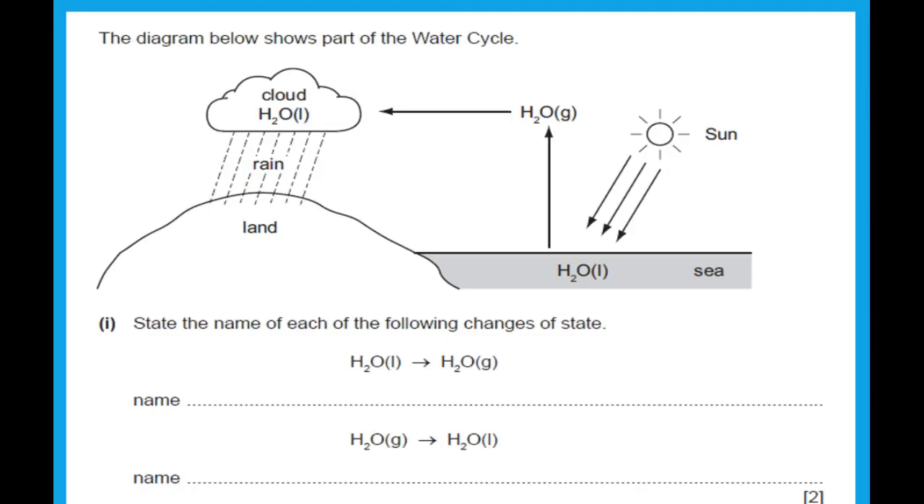Okay. Now this is a question, and he's saying state the name for each of the following changes of state. H2O(L), L means liquid. So in the diagram, the H2O(L) is a liquid in the sea. H2O(g), G represents gas, gas is in the air. And he's using the sun. So this is from liquid to gas. What should we say here? Should we say boiling? We can't say boiling here. We have to say evaporation, because this is just the sun. The sun is heating the surface of the water. That is evaporation.